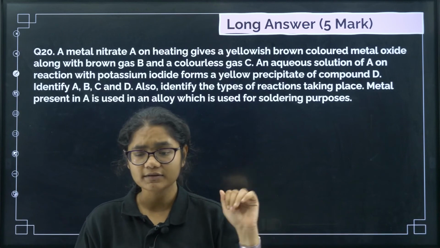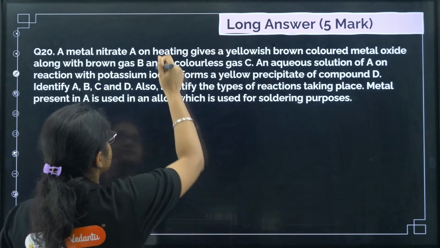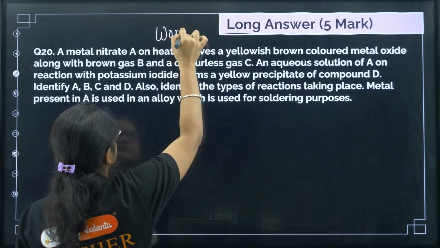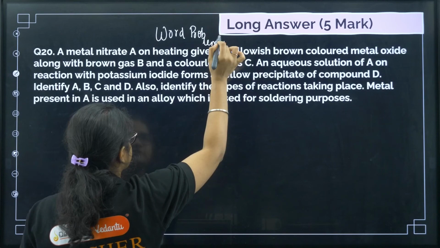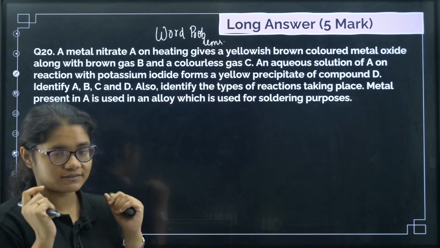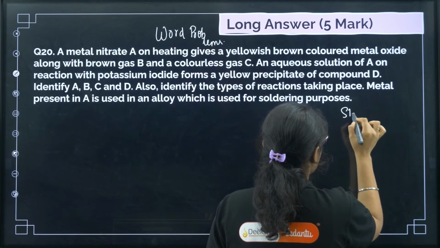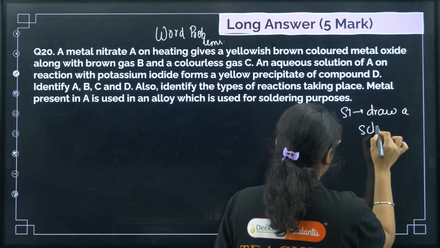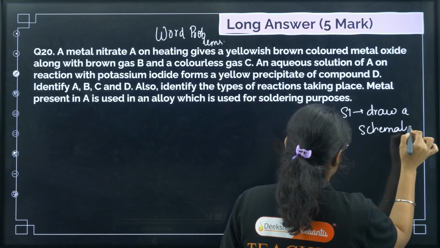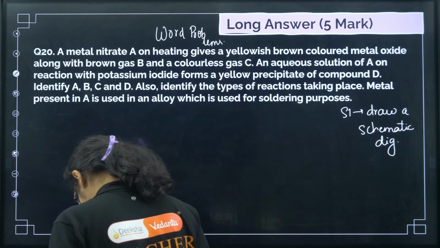These types of questions are generally where A, B, C, D are given. These are your word problems. So first of all, to understand this type of question, you need to draw a schematic diagram of the question. What is step 1? Draw a schematic diagram of the question. You need to approach this question in this way.